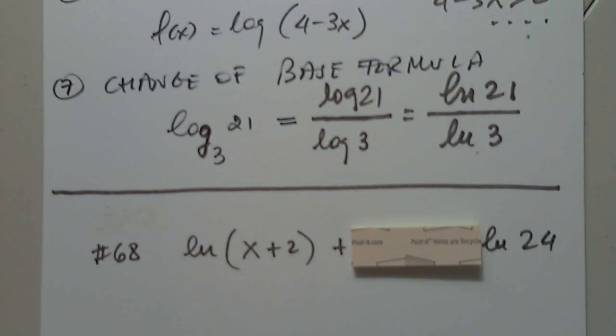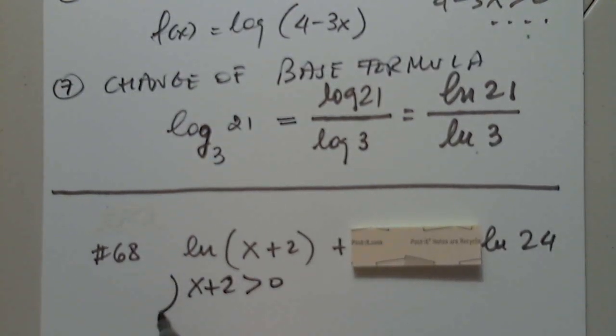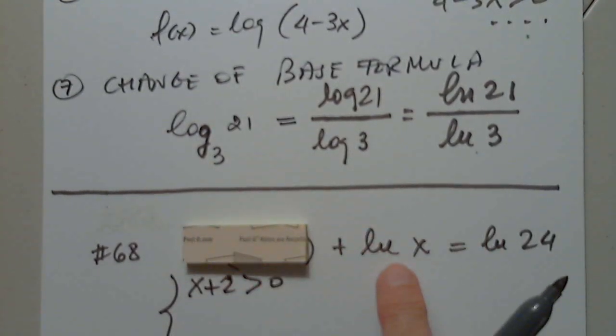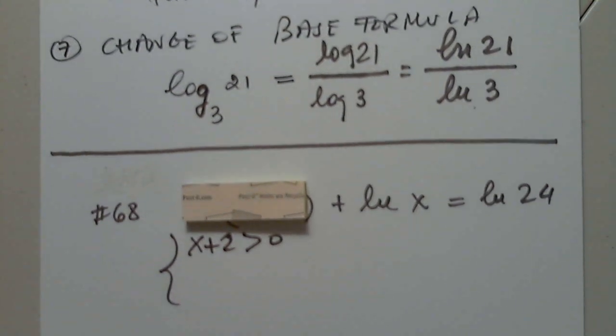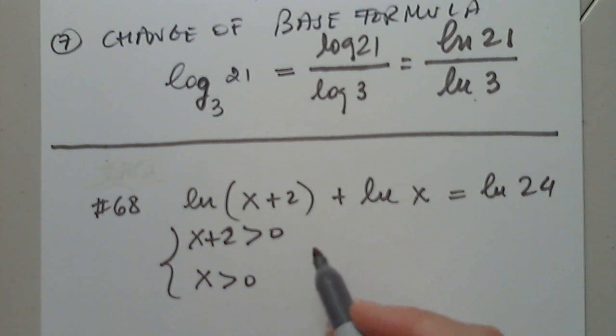X plus 2 greater than 0. Awesome. X plus 2 greater than 0. Now for this one, x greater than 0. And now I have to find the common territory.